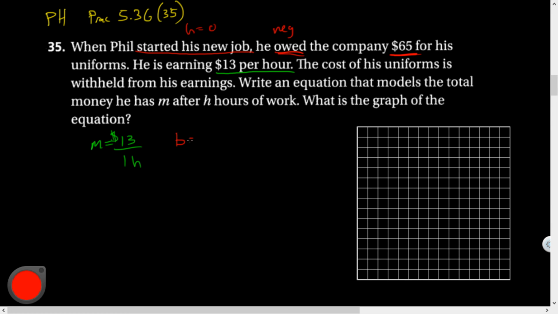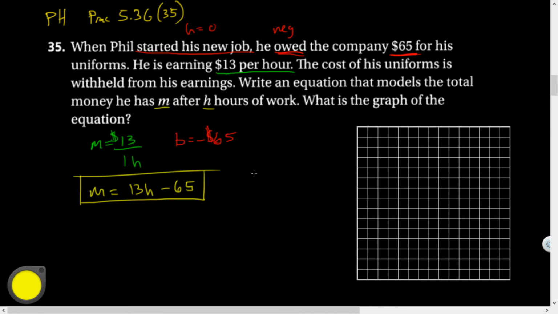So I'm thinking that the y-intercept, where we begin, where Phil starts, is going to be 65. Except they didn't say that was like a $65 signing bonus. That was like a, you owe us $65. So negative $65 is where he starts as his y-intercept. So if I want to write the equation in terms of M and H, I will say his money is equal to 13 times H minus 65. So here's our equation. So let's draw the graph.